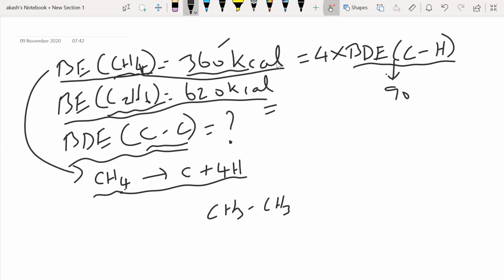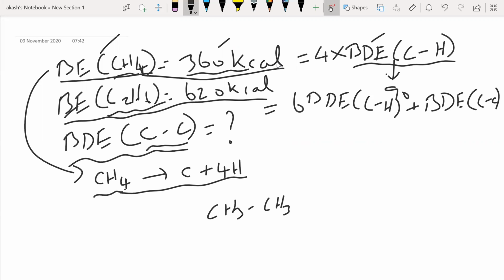I'm asking, how will you write the bond enthalpy? Now, last time you wrote this bond enthalpy in terms of BDE. Again, for this, how will I write it in terms of BDE? So 6 into BDE of CH, plus 1 into BDE of CC. That's it.